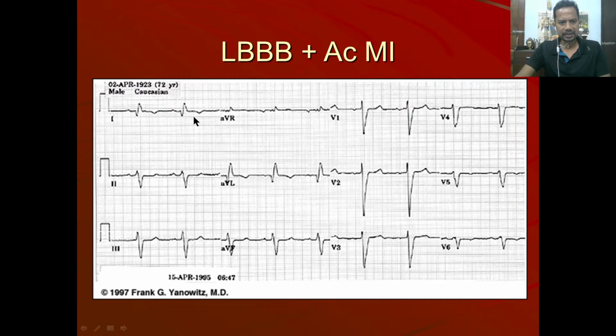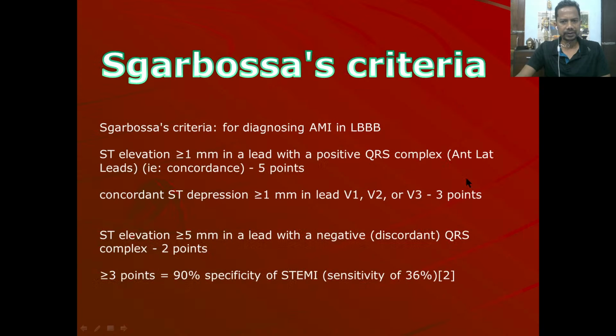So LBBB is there in this ECG, broad QRS, left axis deviation is there. And there is an acute MI occurring. I will show you another ECG which is better. So this is Garbosa's criteria, for diagnosing acute MI in the setting of LBBB.